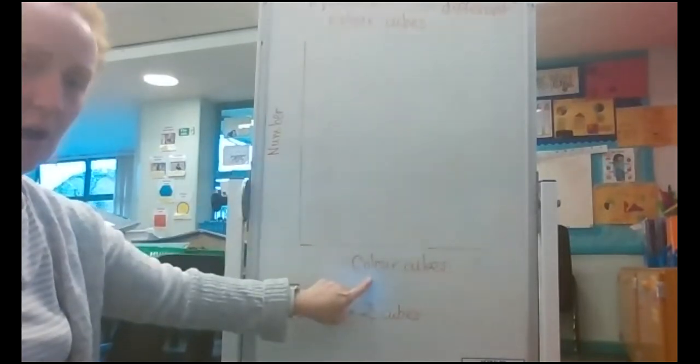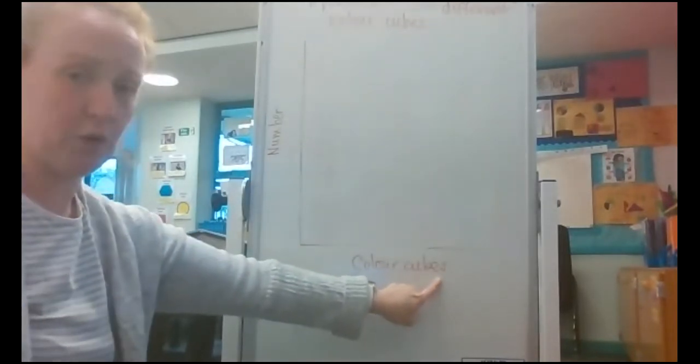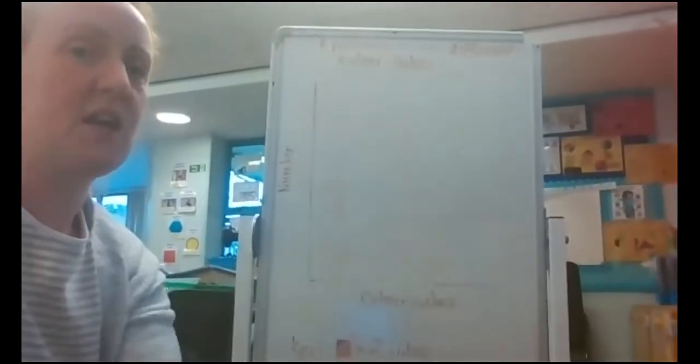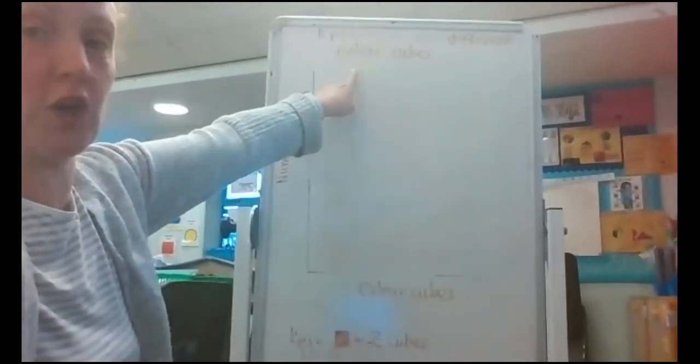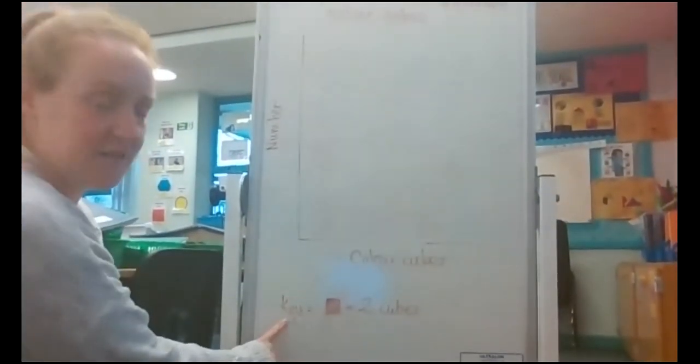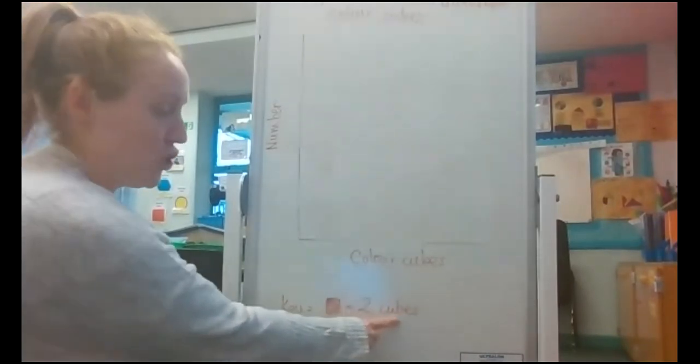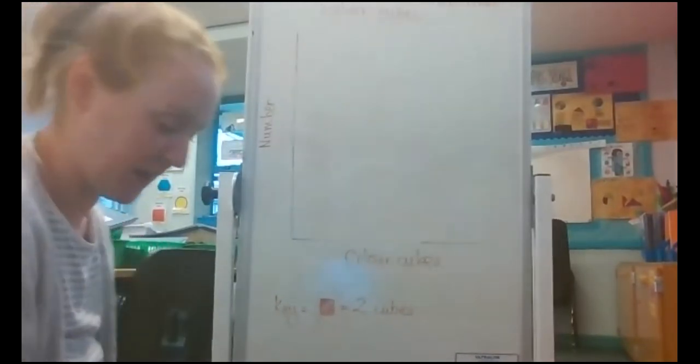Down here, I am going to be organising the colour of cubes. At the top, I've got a title that says, if you can just see it, a pictogram to show different colour cubes. And then down here, I've changed my key. This time, my key says that 1 square, 1 box, is the same as 2 cubes. Okay, so we're going to have a go at this.